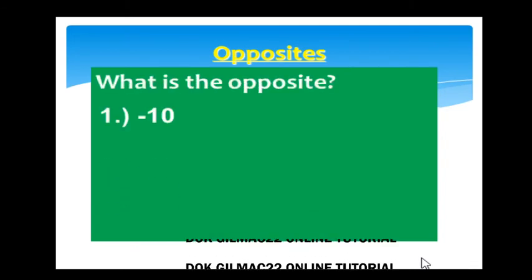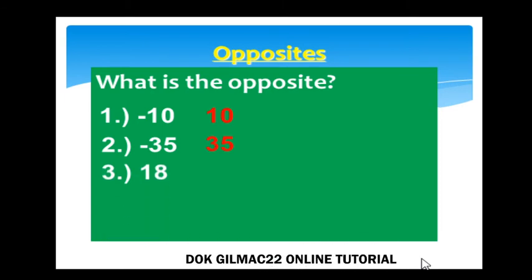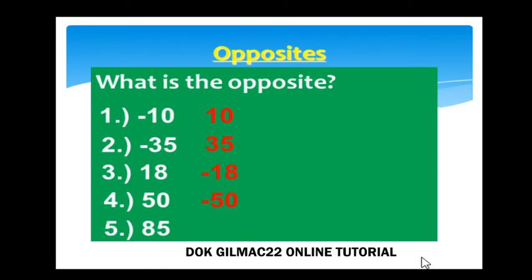Okay, let's have an example. What is the opposite of negative 10? Yes, it's positive 10. What is the opposite of negative 35? Okay, yes, it's positive 35. How about the opposite of 18? Yes, it's negative 18. How about number 4? The opposite of 50? Yes, it's negative 50. How about the opposite of 85? Yes, it's negative 85. Okay, so take note of that.